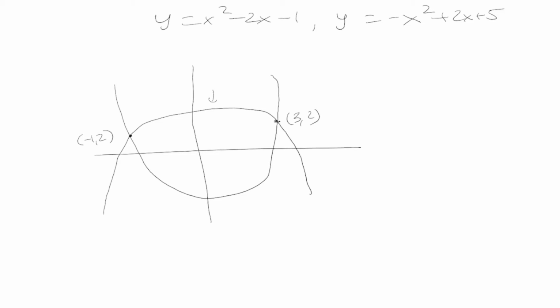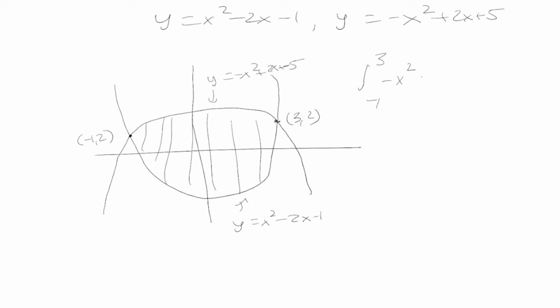So the top graph is y equals negative x squared plus 2x plus 5, and the bottom graph is y equals x squared minus 2x minus 1. So we want to find this area here. So x goes from negative 1 to 3. The top function is negative x squared plus 2x plus 5, and we're going to subtract the bottom function. So negative x squared minus x squared is negative 2x squared. 2x minus negative 2x is 4x. 5 minus negative 1 is 6.